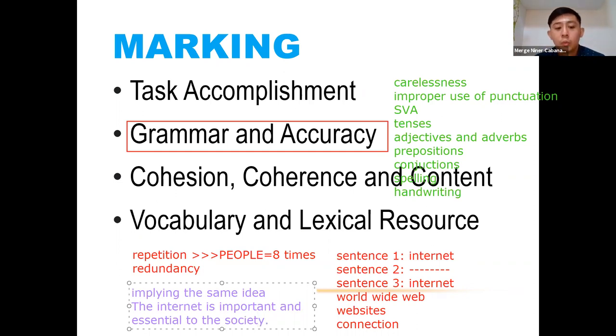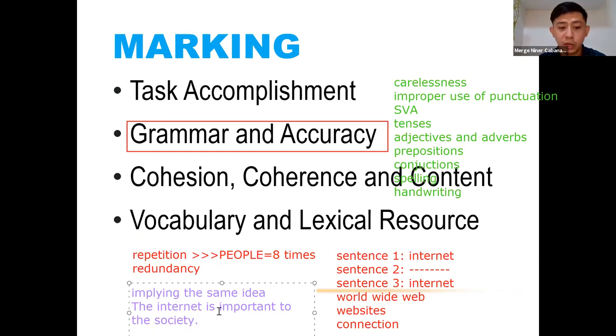Now, what's wrong with this is that basically the words important and essential mean the same thing. You know what? Your sentence can practically function just by saying the internet is important to the society. It is an essential part of a person's daily life. That's it. So you're not repeating important, but you use a word with the same meaning, which is essential, in the next sentence. It's okay. All right. So don't put the same idea in one sentence. Okay. So that is basically what redundancy is.